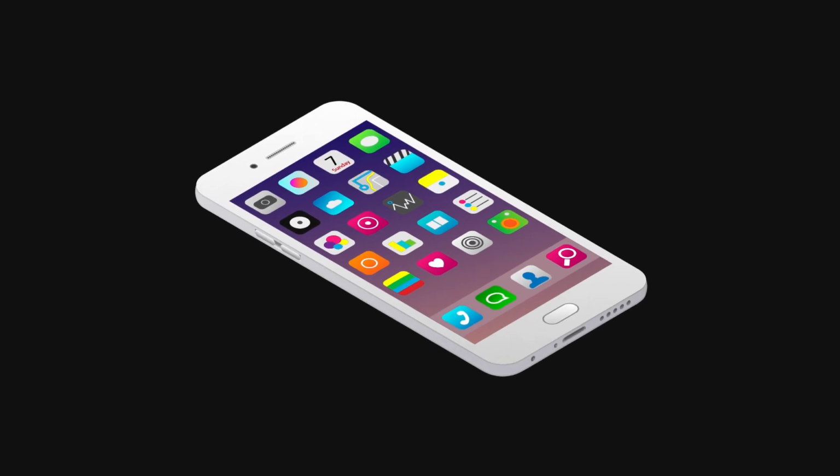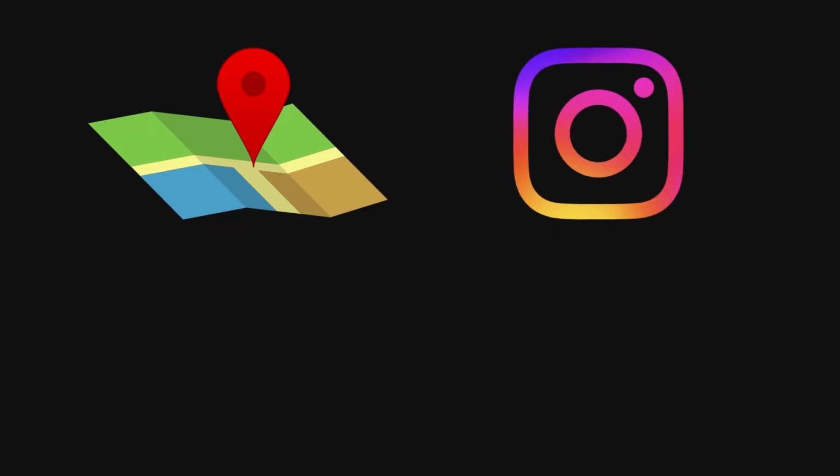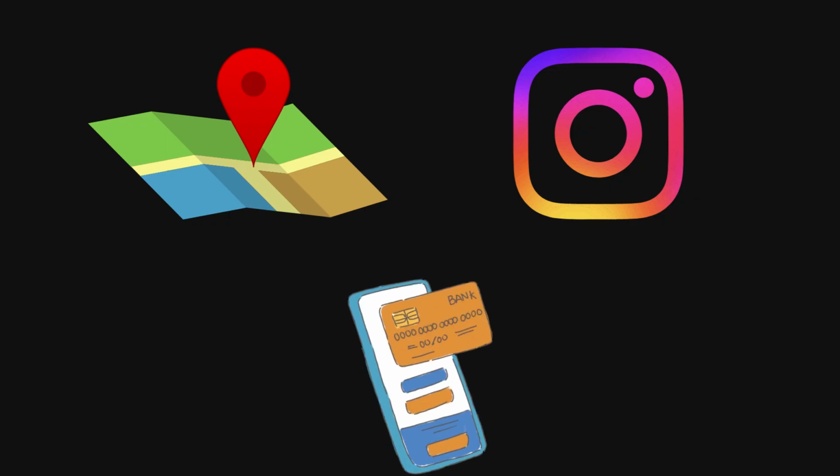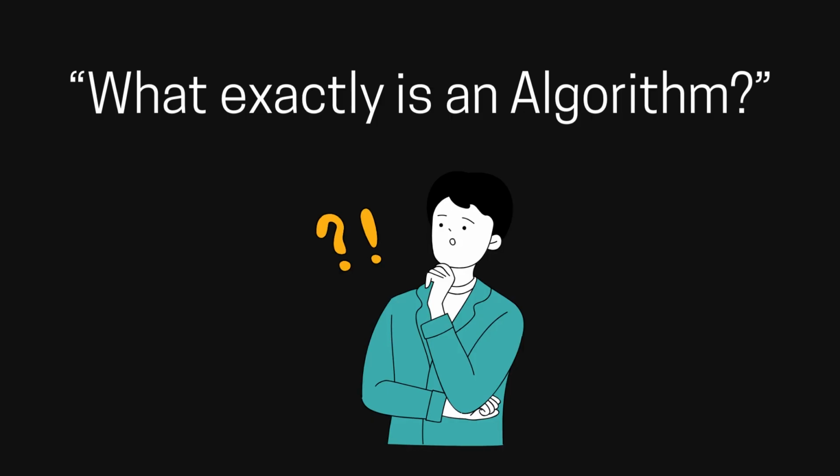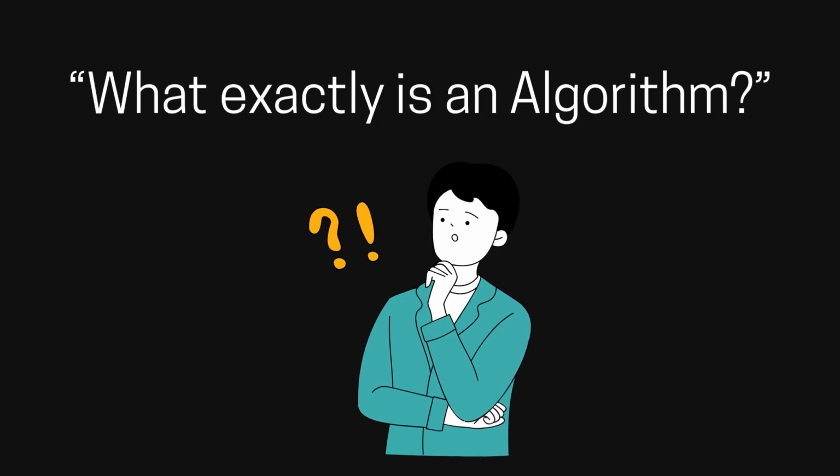Every app you use today runs on algorithms. Google Maps finding the fastest route, Instagram deciding what posts you see, your banking app verifying transactions. But what exactly is an algorithm? Let's break it down clearly.